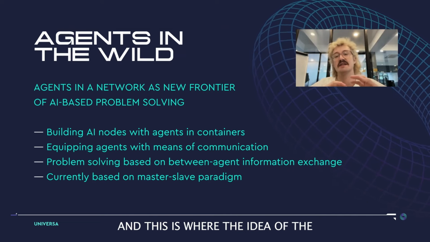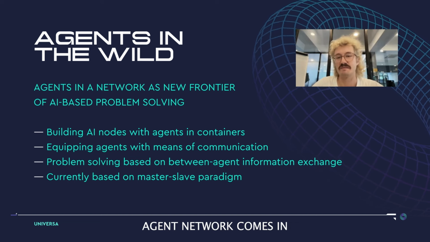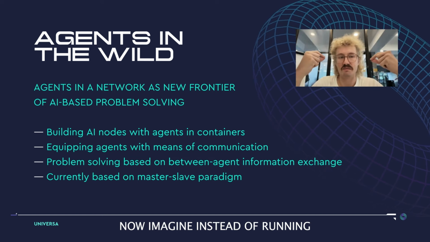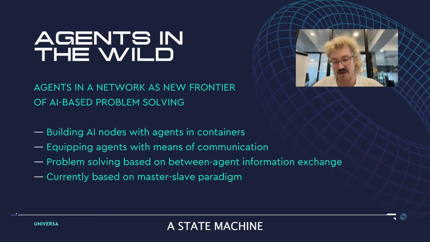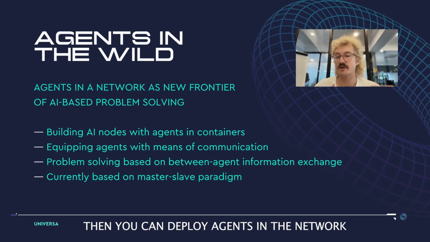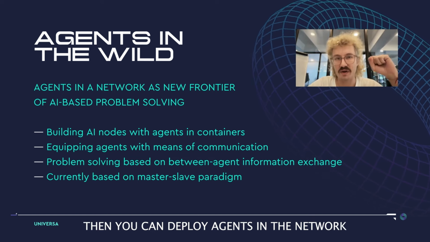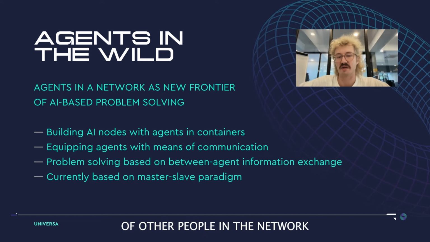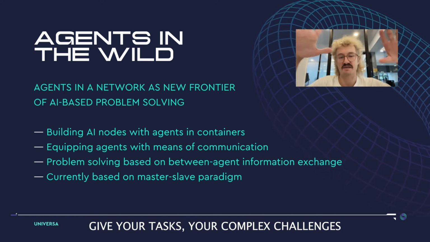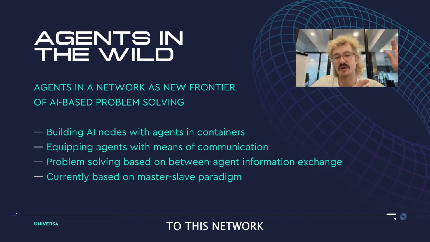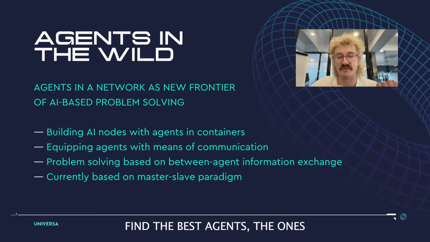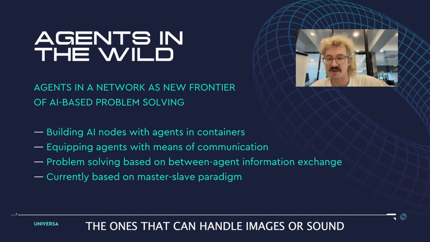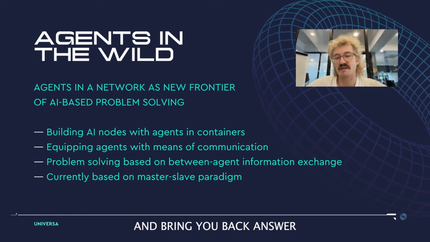And this is where the idea of the agent network comes in. That's very pivotal to the whole Universa framework. Now, imagine instead of running a state machine locally on your computer, that you can deploy agents in the network and potentially create a large network with agents of other people in the network and give your tasks, your complex challenges to this network to find a way to solve them. Find the best agents, the ones that specialize in specific prompts, the ones that can handle images or sound, and bring you back the answer.